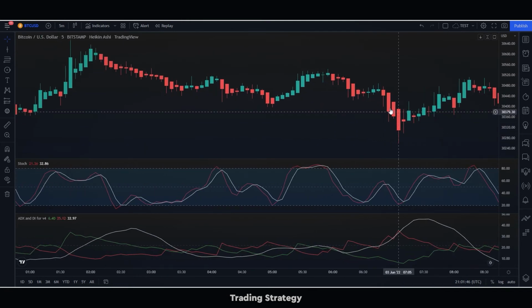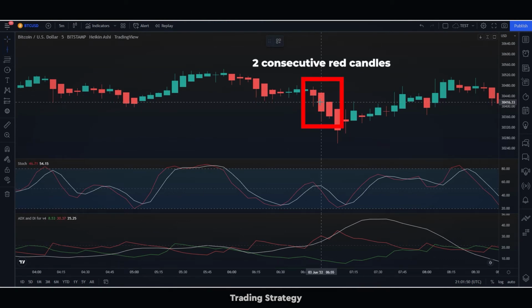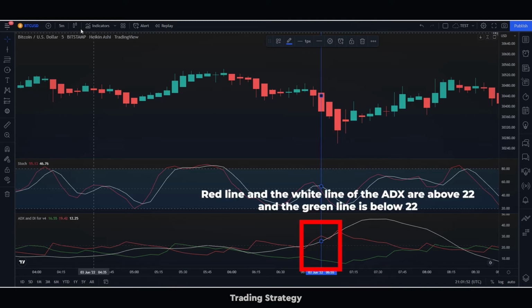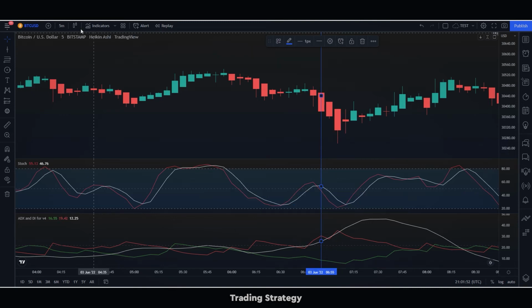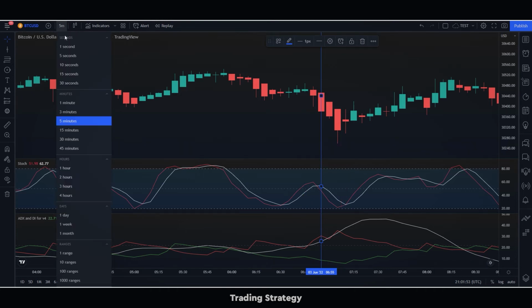To carry out a sell operation, we must find 2 consecutive red candles and make sure that the red line and the white line of the ADX are above 22, and the green line is below 22. If this is true, finally we must look that the red line of the stochastic is below the white line with a downward slope. If all this is fulfilled, we will carry out a sell operation.